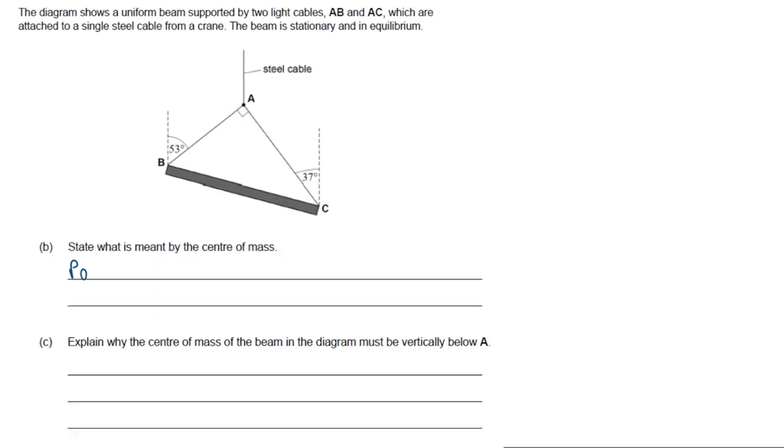Part B, what is meant by the centre of mass? This is just a definition. The centre of mass is a point where the mass can be said to act. And it is also, therefore, the point from which the weight acts, the force downwards produced by gravity.